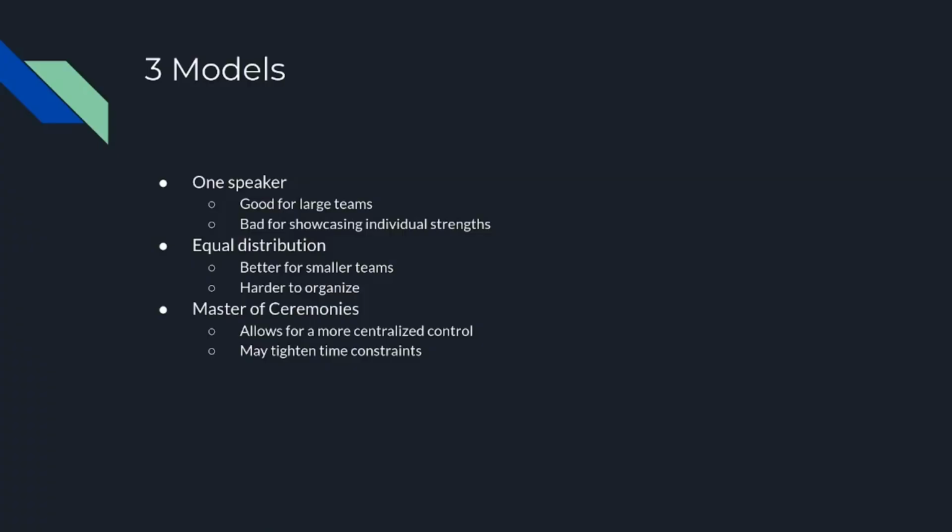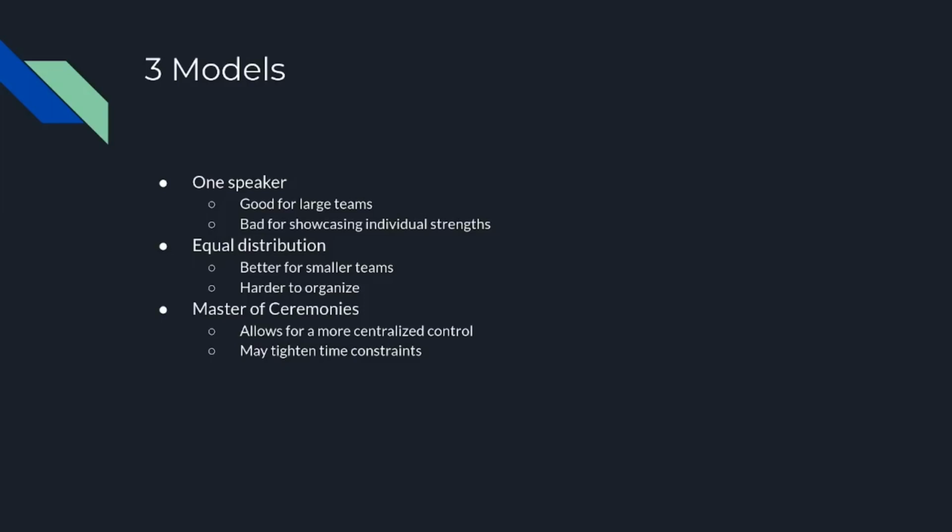So there are three models for a presentation. These are either one speaker, equal distribution, or a mix of the two, which is master of ceremonies. One speaker is good for large teams. It consists of a single speaker presenting the whole presentation. This is better for large teams because if you have a time constraint, not everybody may be able to get a word in, so one speaker helps centralize the whole presentation. This is bad for showcasing individual strengths because not everybody gets to put in their word. So this may not be ideal for everybody, especially if the requirements of the presentation don't allow it.